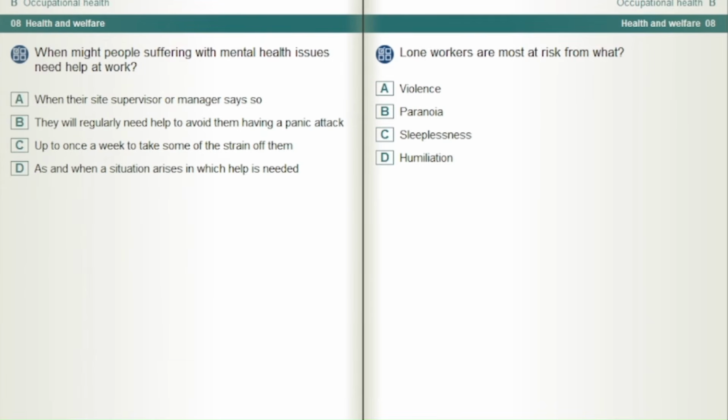Lone workers are most at risk from what? Violence, paranoia, sleeplessness, humiliation.